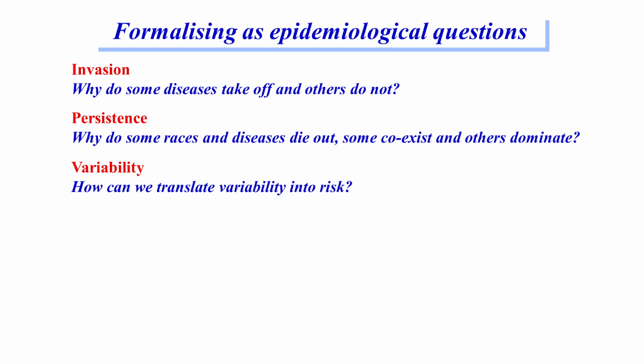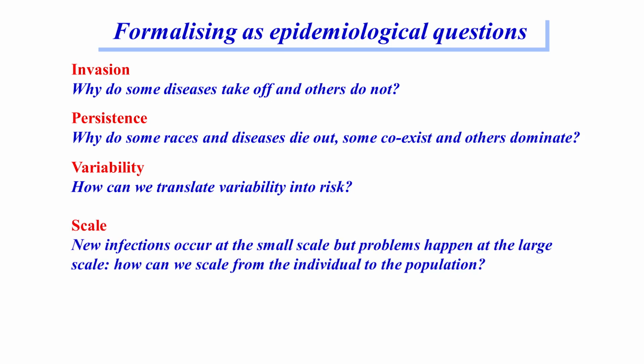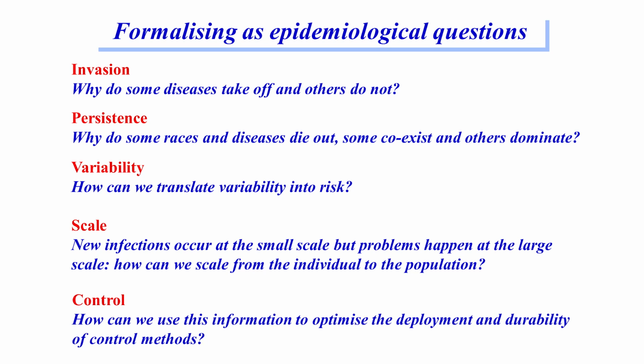Variability. How do we translate the variability that we see into risk? And I'll come back to that shortly. And scale. New infections occur at the level of the individual. So we feel ill occasionally, hopefully only occasionally. And the question is, how many other people are feeling ill? How rapidly is this spreading through the population? How severe is it? And also, how do we control?